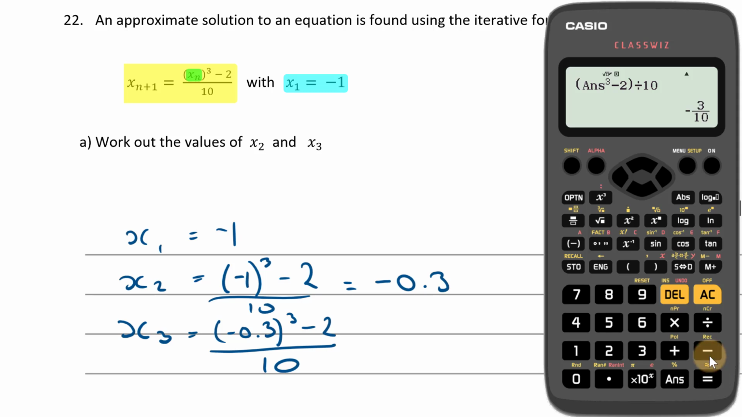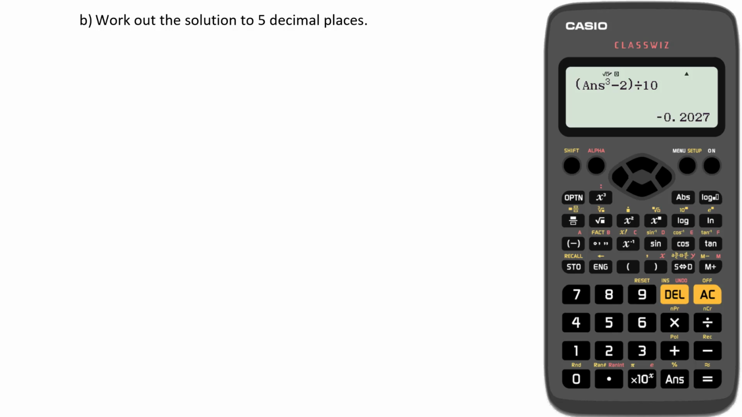But the clever thing is, if I then press the equal button again, that answer will get fed into that same calculation and it will give me my next value, the x3 value. So if I press equals again, you can see that comes out to be minus 0.2027. So that was my x2 and my x3 value, minus 0.3 and minus 0.2027. And the next part says, work out the solution to 5 decimal places.